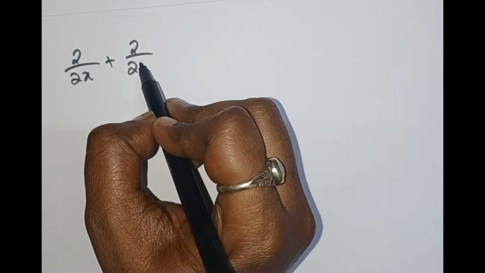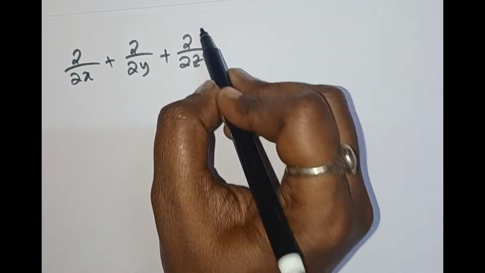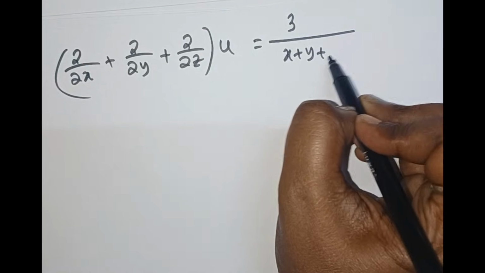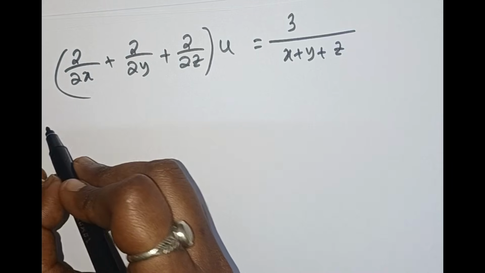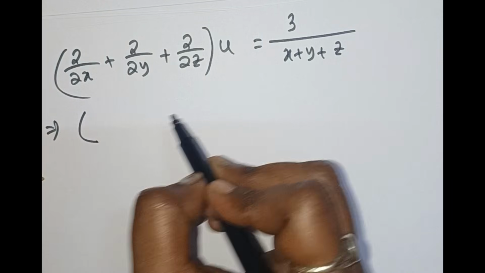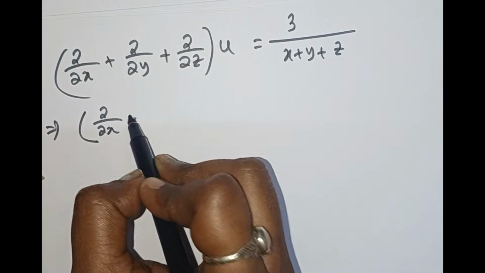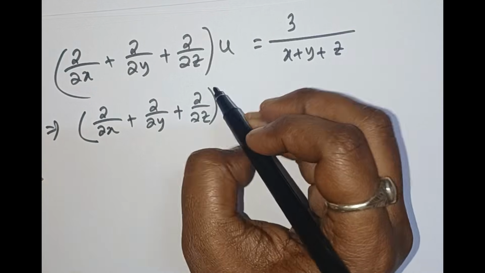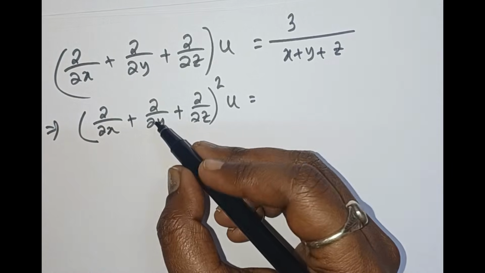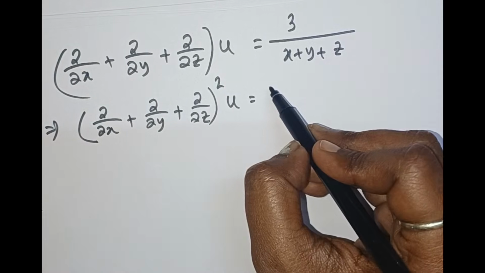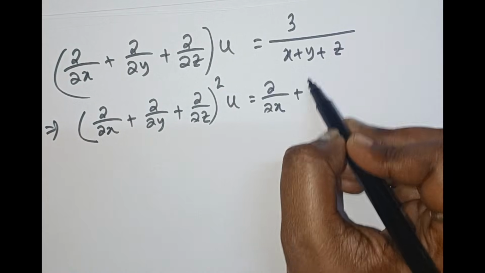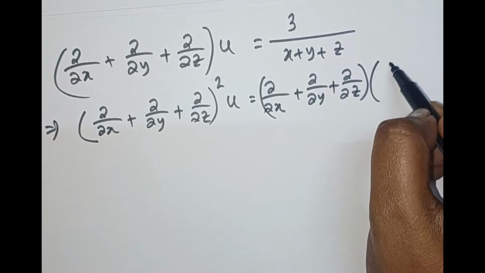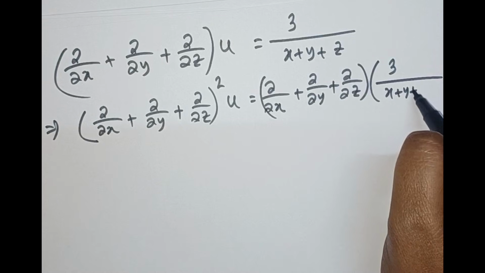Now for the second part, we already have from the first part, del del x plus del del y plus del del z applied on u equal to 3 by x plus y plus z. By the first part we can write this. If we again apply this operator over u, then the left hand side will be del del x plus del del y plus del del z whole squared over u, equal to, in the right hand side, again we will apply the operator, so del del x plus del del y plus del del z applied on 3 by x plus y plus z.